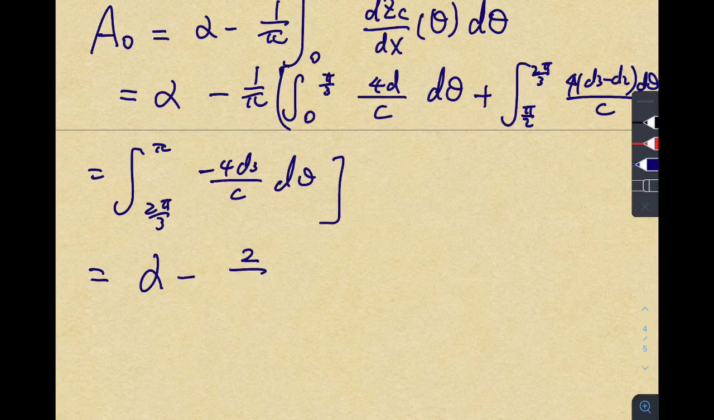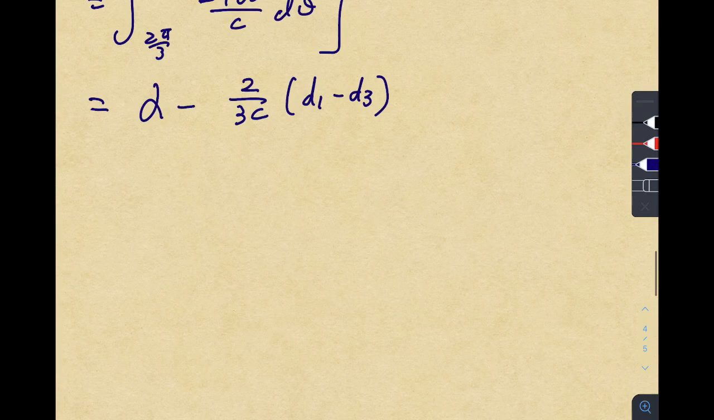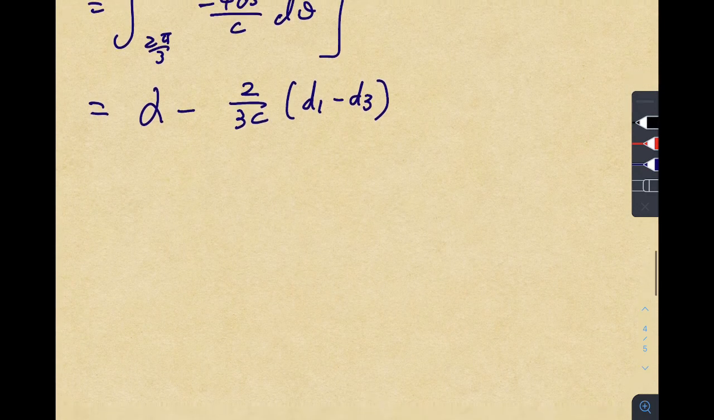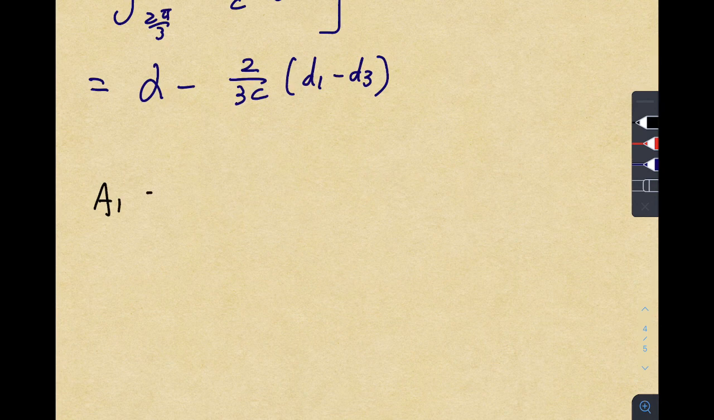We actually get alpha minus 2 over 3c (d1 minus d3). So this is the thing we get for A naught. So how about for the A1?